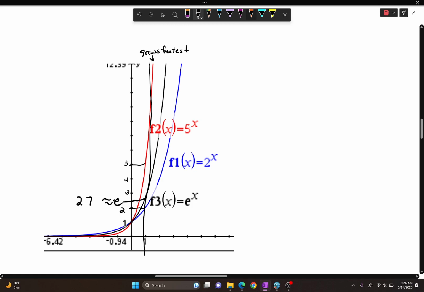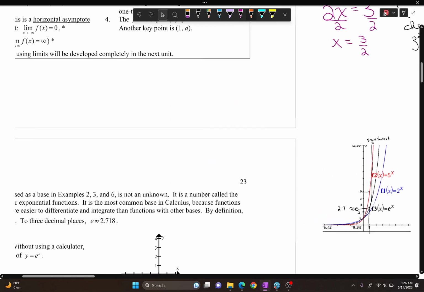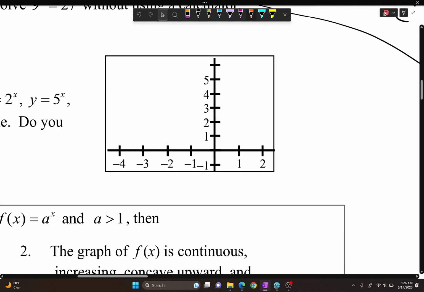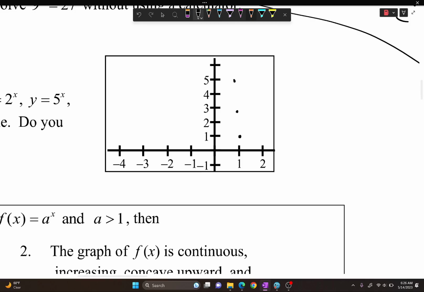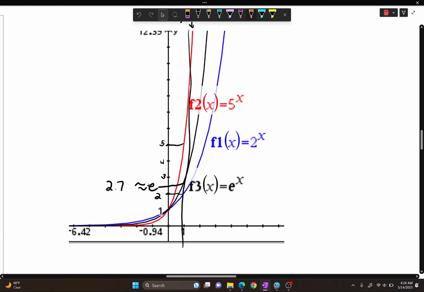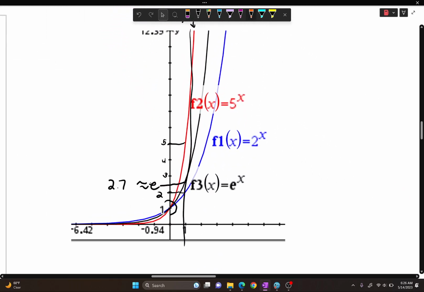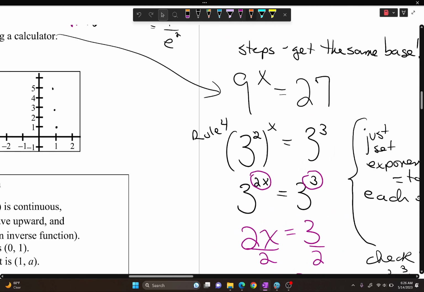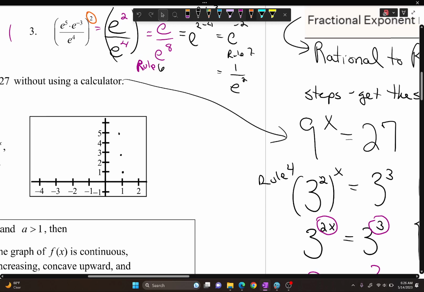Well, makes sense. I'm taking a bigger number to a bigger power, just so you know. And then when we do the little graph here, what we noticed was we had this 1, we had this 2.7, and we had this 5. And did you also notice that every single one of these guys crossed at this moment right here? And why is that? Well, because anything to the 0 power is equal to 1.